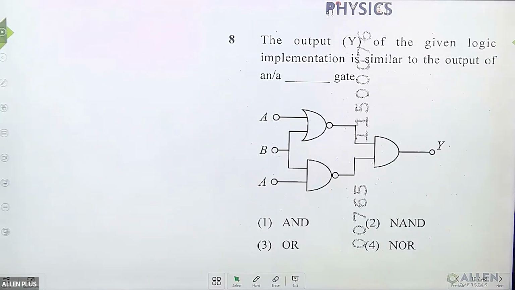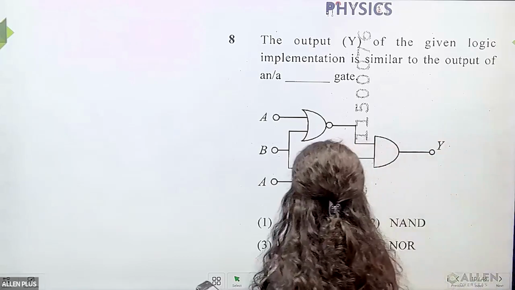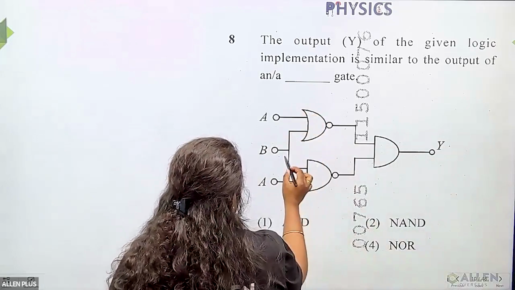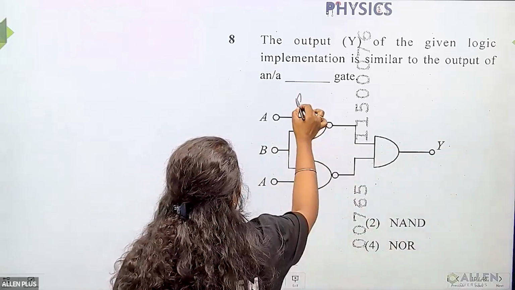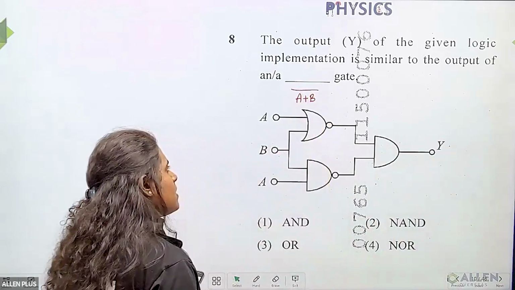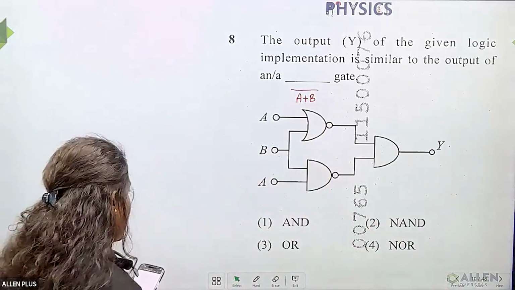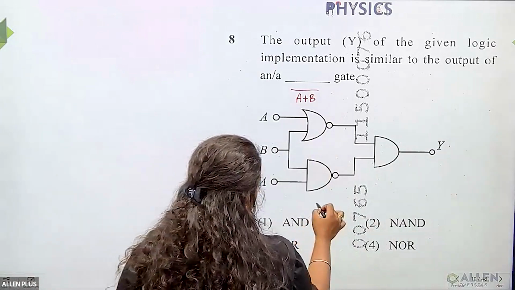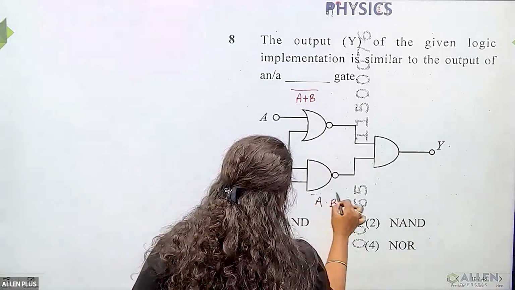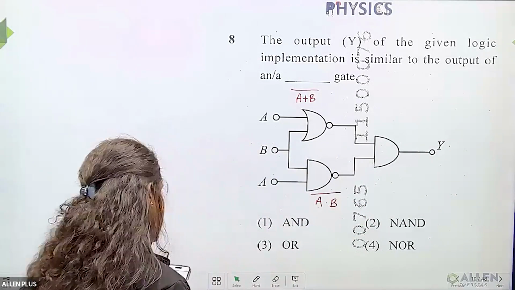The question is: the output Y of a given logic implementation is similar to that of the output of which gate? So first, identification of the logic gate is important. Okay, here this is a NOR gate. I can say the two inputs given to this gate are A plus B. This is an OR gate, and the bar indicates it's a NOR gate. Again here, this is a NAND gate. Here also the inputs are A and B, A dot B bar. This is the NAND gate.